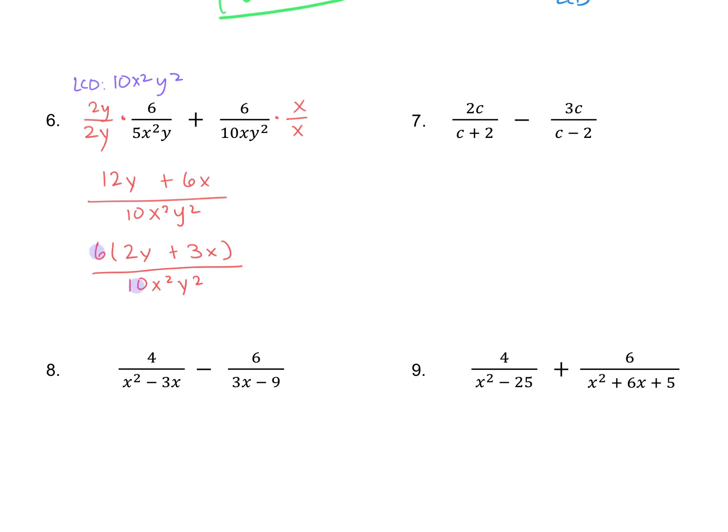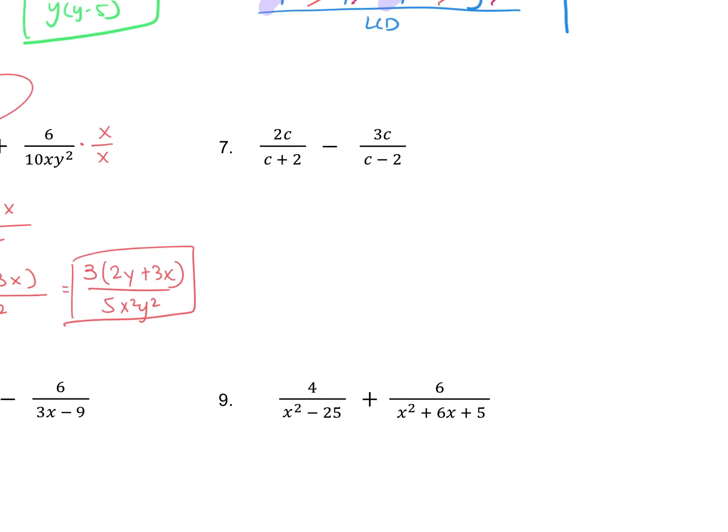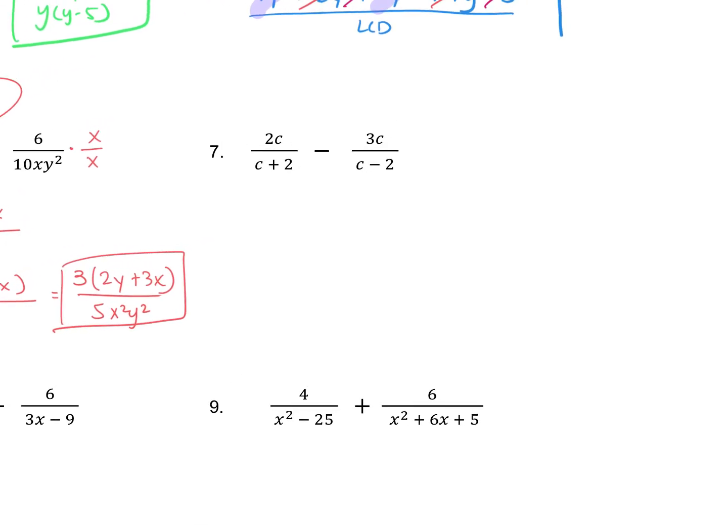So we're going to reduce those by 2, and we will be left with 3 here, 2y plus 3x, and down here just a 5x squared, y squared. Again, LCD is needed, as well as the final answer. Number 7. All right, I'm going to state the LCD, and then I'm going to pause and come back and see what our final result is.